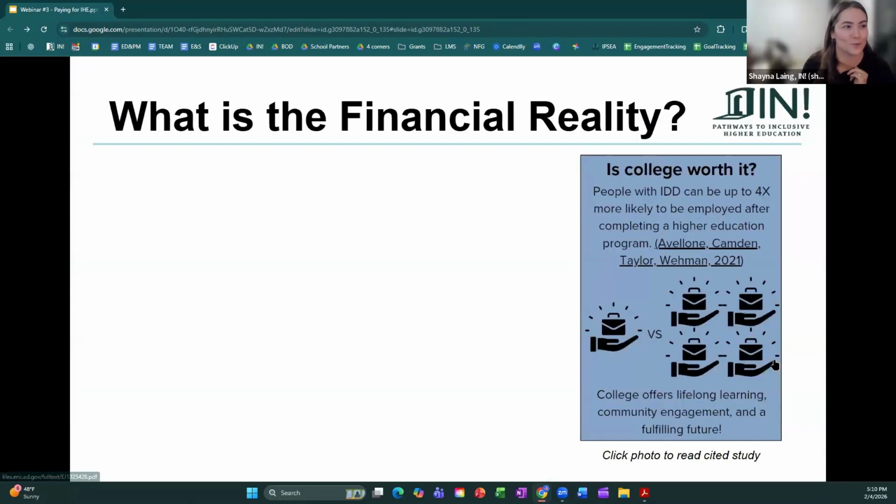Awesome. Okay, let's get into the real stuff. What is the financial reality of inclusive higher education programs? We want to present this in tandem with what is the value add of these inclusive higher education programs for the students that we serve.